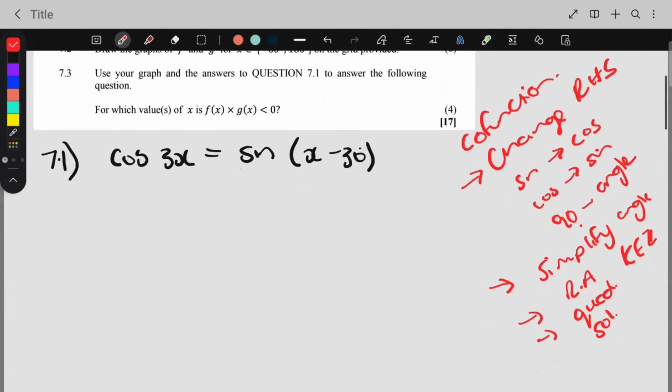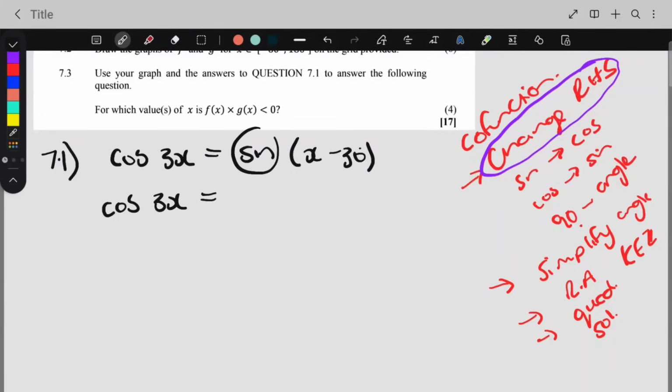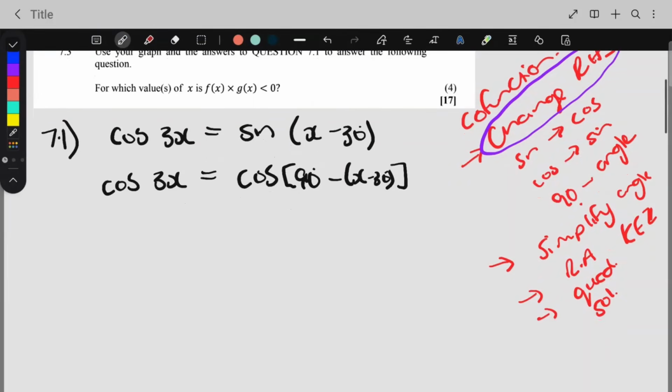Okay, so let's start with this question. So first thing here, we have to change the right-hand side. So the left-hand side stays the same, and you write it down. But this sine will now become cos. So here we see sine will become cos, and cos will become sine. So sine will become cos because we changed the right-hand side. How do we change it? We write 90 minus the angle that was given. So I'm going to write 90 minus this angle.